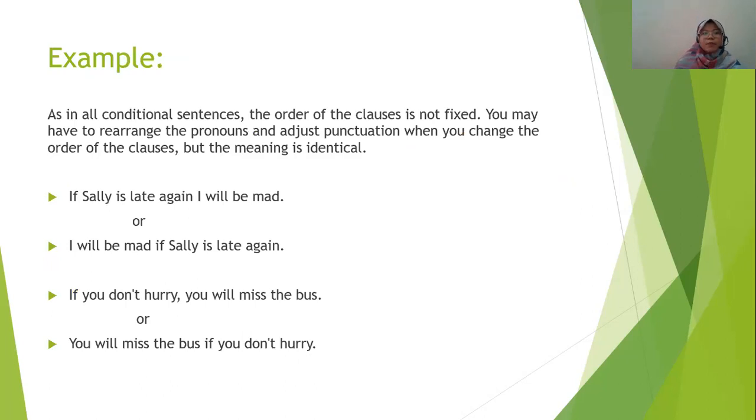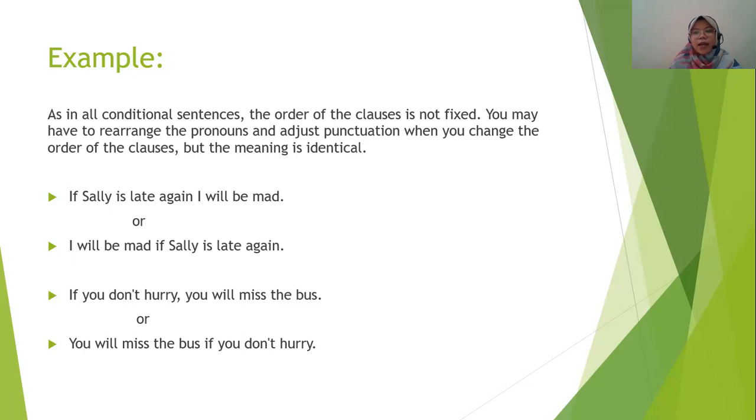So this is the example of type 1 conditional. As in all conditional sentences, the order of the clauses is not fixed. So you may have to rearrange the pronouns and adjust the punctuation when you change the order of the clauses. But still, the meaning is identical. So this is the example. I also changed the arrangement, but that's totally fine.